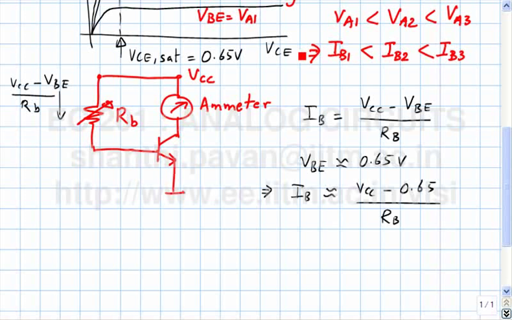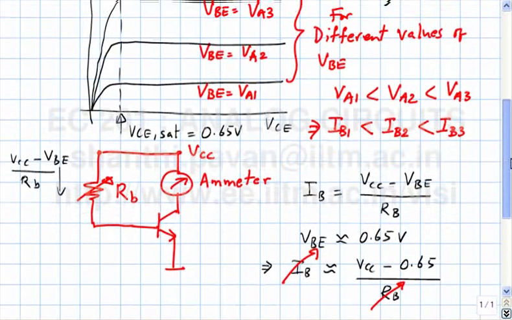How will you vary the base current? You want to see different collector currents, so you want to see different base currents. So you will vary RB, and as you vary RB, the base current will change, which will also change the collector current. So you will take readings by varying RB. You would have naively thought that you could change the VBE and measure IC.